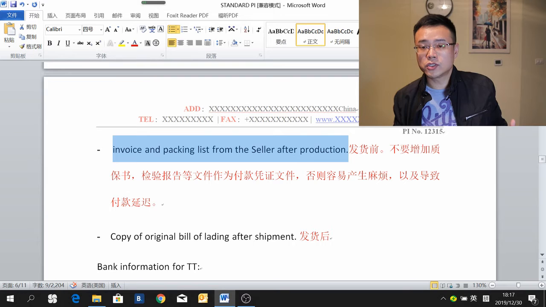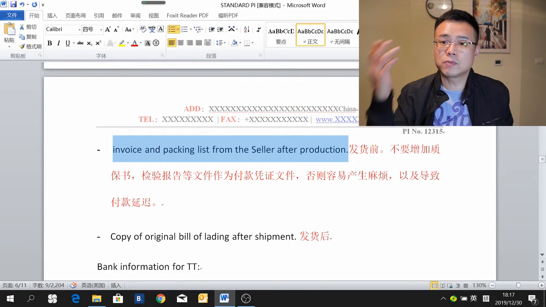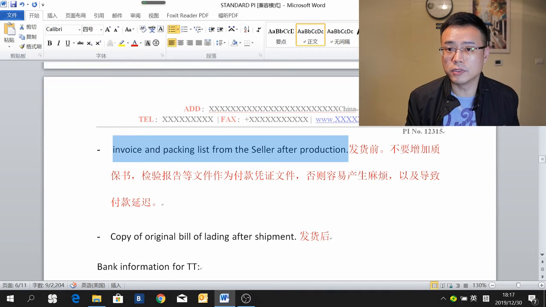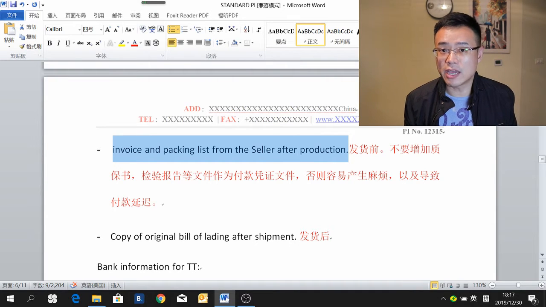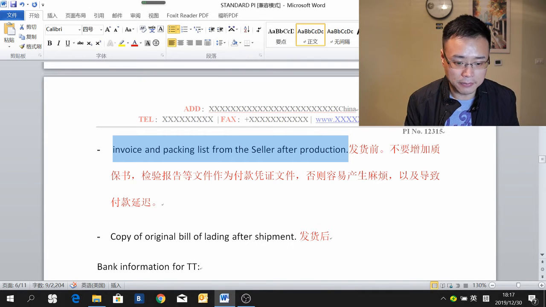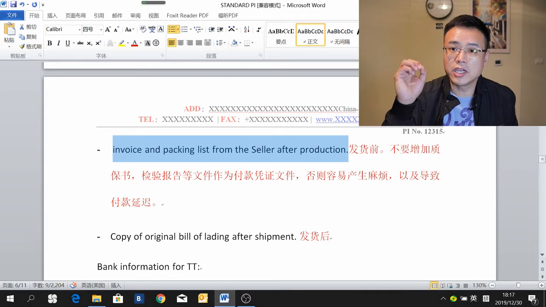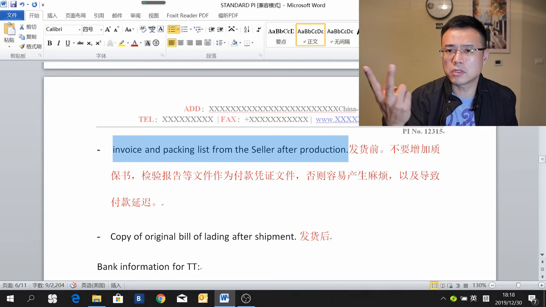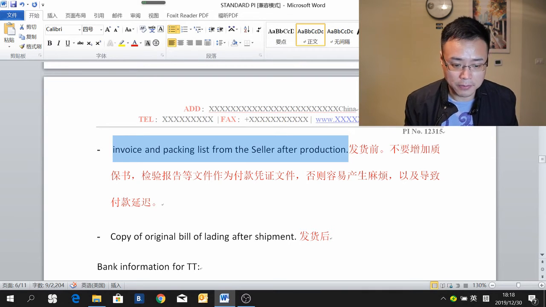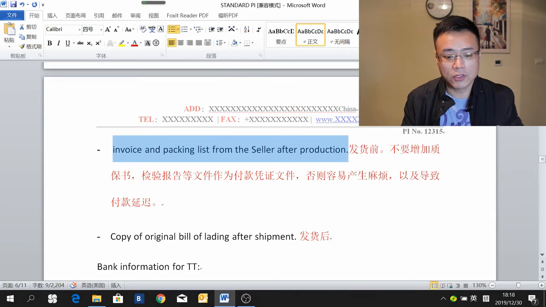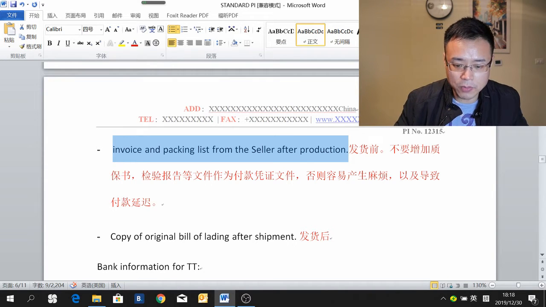That basically means the balance payment has to be made after production but before shipment. So this is quite safe for the seller but not safe for the buyer. Once the seller finishes the production, the seller just needs to make the invoice and packing list, both documents by themselves. Then they wait for the payment. Then after receiving the payment, the seller will ship the material.